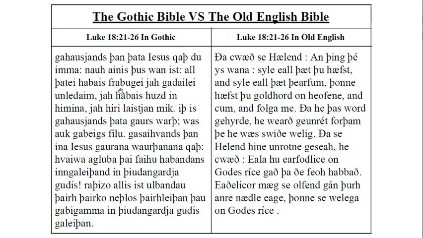So frabugei in Gothic here means, well, it sort of means give away, and in Old English we have the word forbugan meaning to sort of bend away from, to fall in front of, to be defeated by.